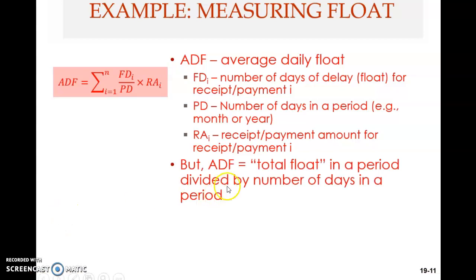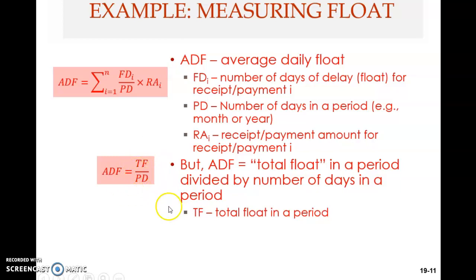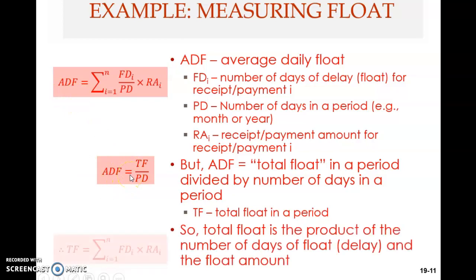But ADF is also total float in a period divided by the number of days in a period. Therefore, the formula is also this: total float divided by total number of days in a period. So TF stands for total float here. So there are two alternative formulas. Based on this, the total float must be equal to this, because this is a constant. We can bring this out, so it will be 1 over PD multiplied by this. Therefore, this is actually total float. This is the formula for total float.